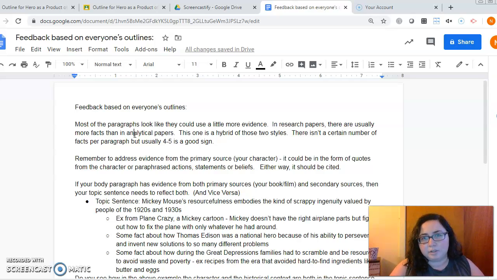That's why you need a little bit more evidence. So it's okay to get a little bit more information. It's probably not going to make your paper too long.